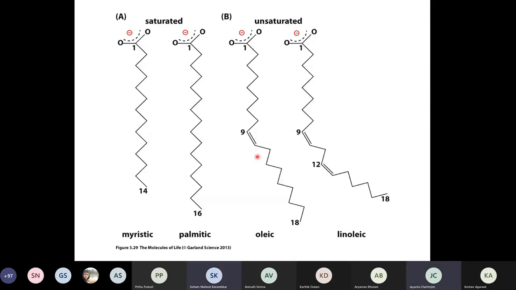So trans would have more compact packing because the structure will become more symmetric. So the cis molecules bend the carbon chain. The bend in the carbon chain makes the cell membrane fluid. Yeah, good. All these answers, you know it very well.